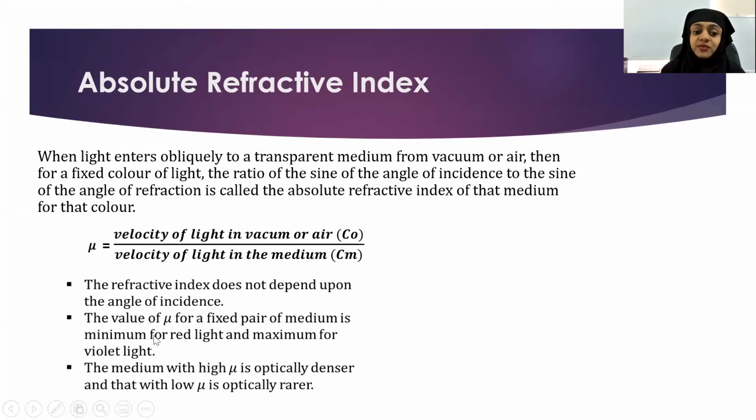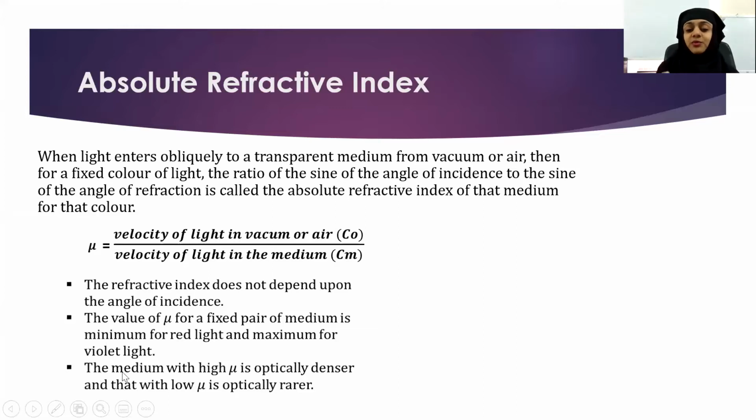The minimum is for red light, so it gets deviated minimum, and the maximum is for violet light, so it gets deviated more. So violet you will get at the bottom and red at the top. That is why they get separated when they pass through a prism, because each color has a different refractive index. Later in this chapter, we will find how to calculate the refractive index for each color.